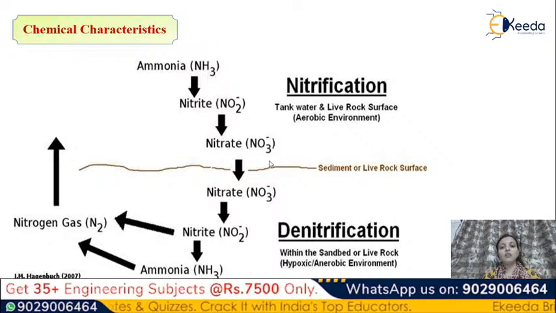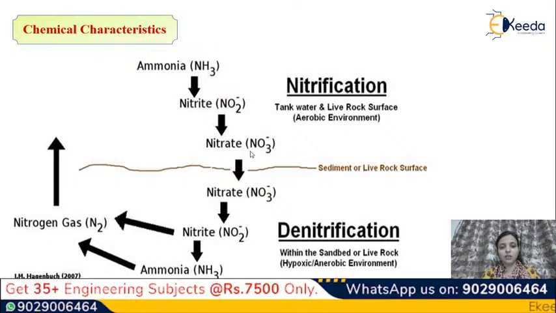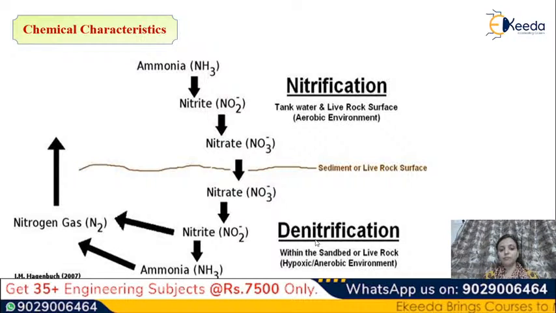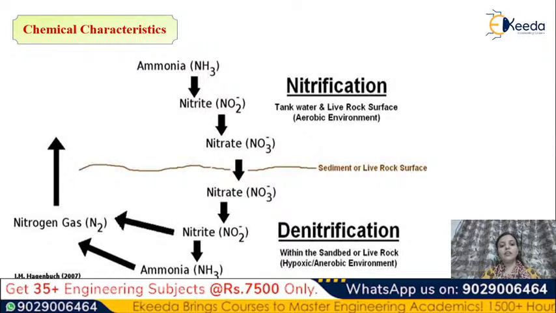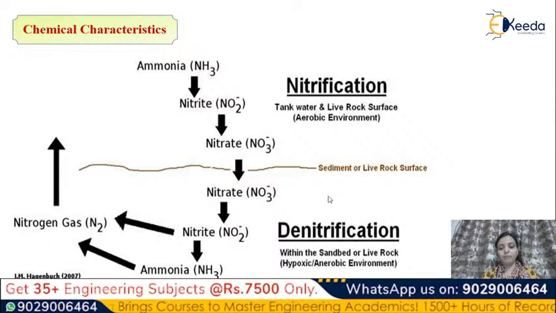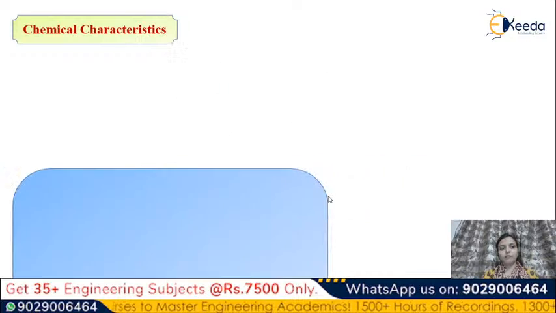But once the ammonia is fully oxidized, it will be converted into nitrate, NO3, which is a fully oxidized compound. Again, denitrification is happening in this cycle. In denitrification, the nitrate will get converted back into nitrite, and again nitrite will get converted into free ammonia.